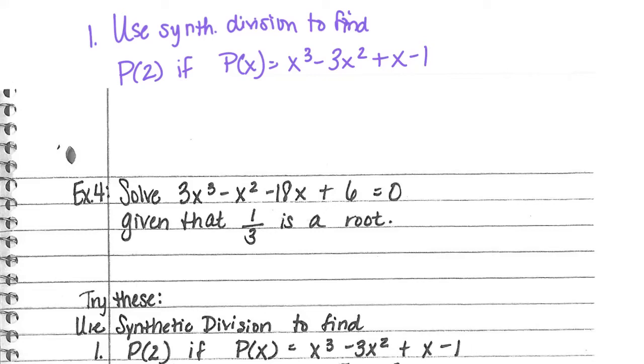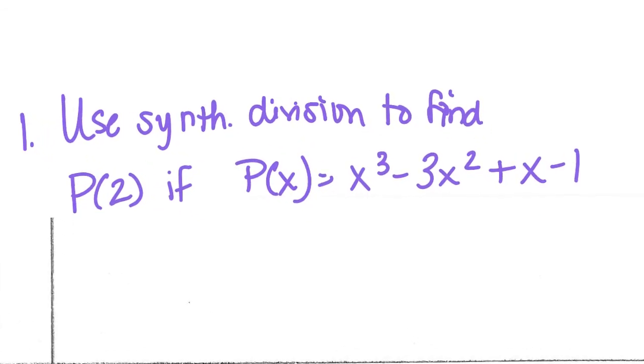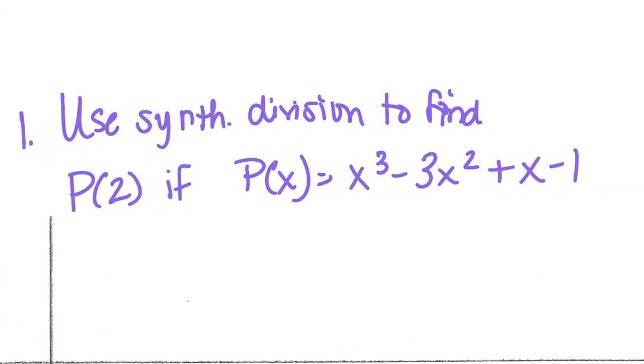All right, so let's see if we have these factor theorems and remainder theorems. When they ask us to use synthetic division to find p of 2 if p of x equals x cubed minus 3x squared plus x minus 1, we are using the remainder theorem. And remember, with the remainder theorem, the remainder is the answer.